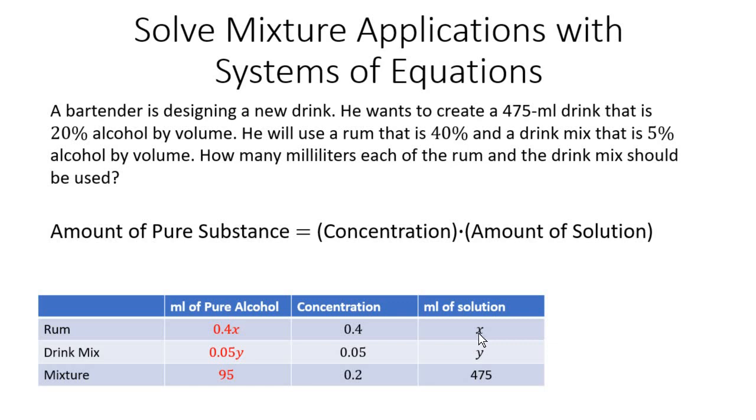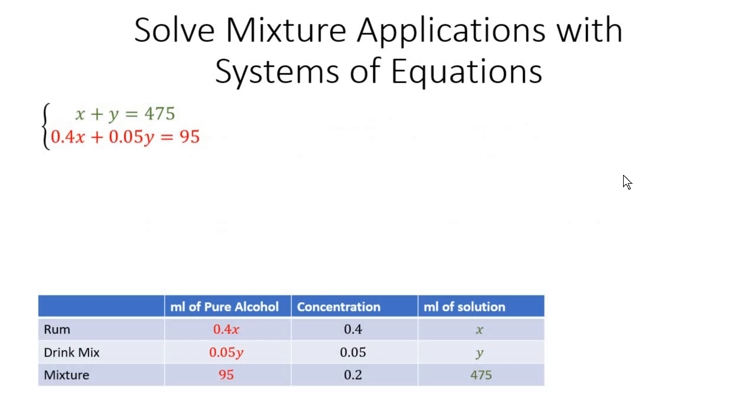And the amount of milliliters of the rum plus the amount of milliliters of the drink mix has to add up to 475, because that's what we're trying to create. We want to create 475 milliliters of a drink that's 20%. So we have a system of equations here: x plus y equals 475 from the last column, and 0.4x plus 0.05y equals 95 from the first column. So we go through and we solve this system of equations.